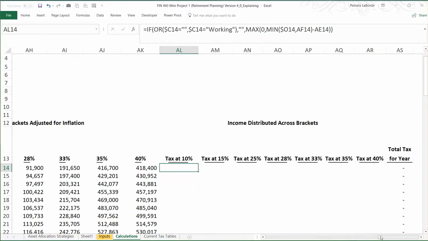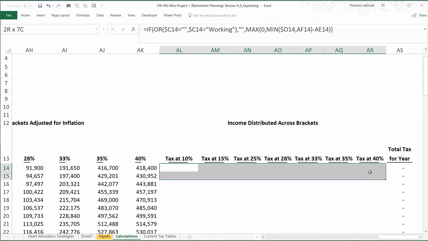Next, I need to calculate, well, again, I could have done all of this part in a single cell, but it was making my formula huge, and I decided to just break it down to make it easier. So what I'm calculating in columns AL through AR are the amounts of a person's actual withdrawals from their 401k that will be taxed at different rates.